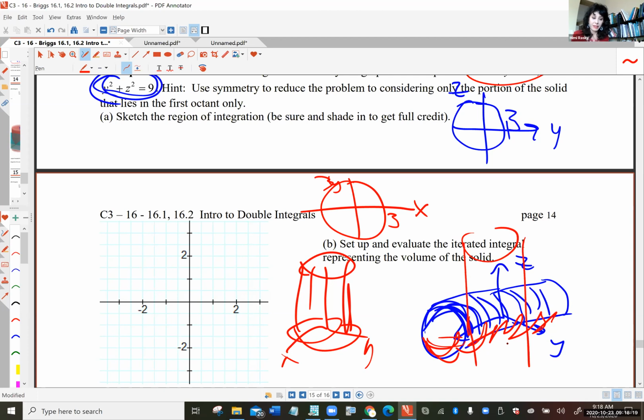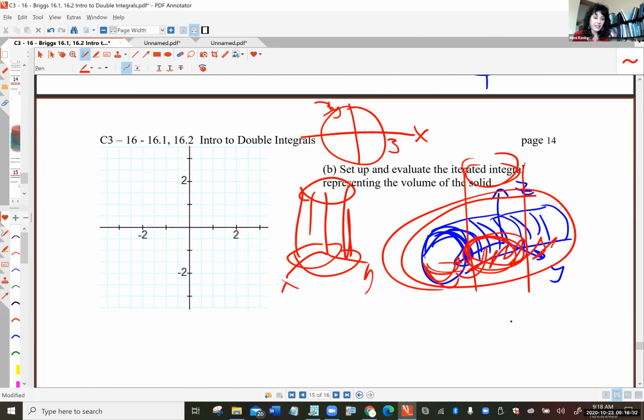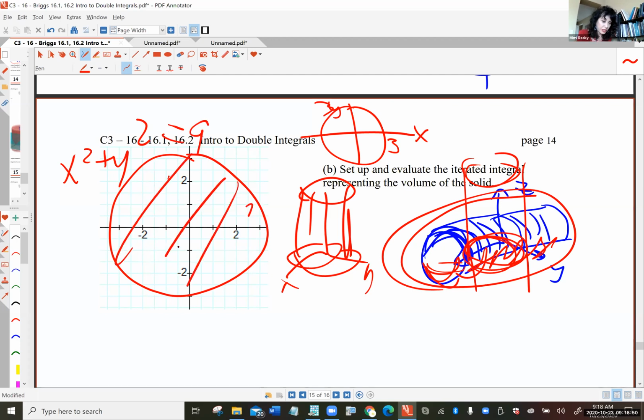Well, which one is our capping surface? This sideways guy is our capping surface. This upright can is just helping us to get the region down in the XY plane. It's going to be the region of integration. So the region of integration here is a circle of radius 3 centered at the origin. This is the x squared plus y squared equals 9. This is our region of integration.